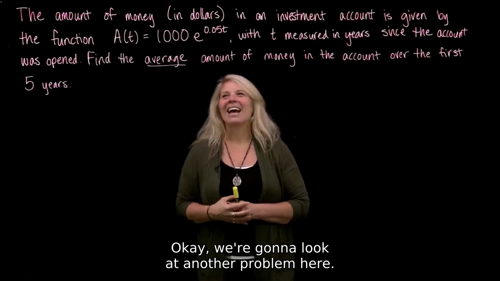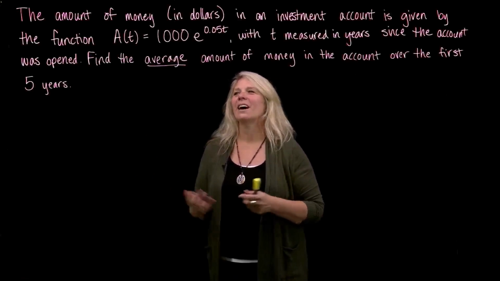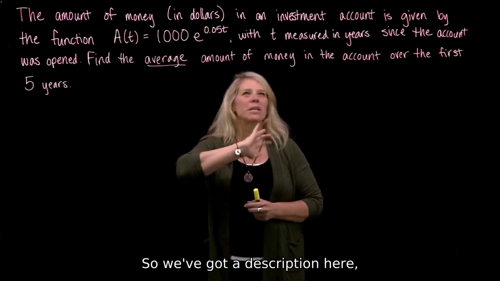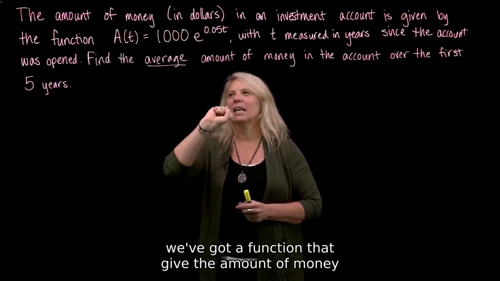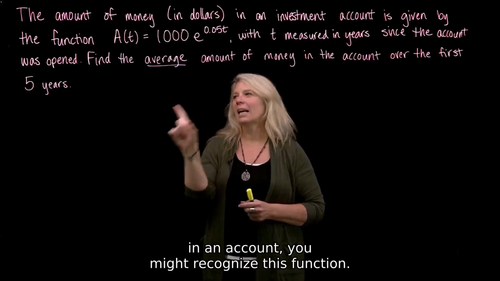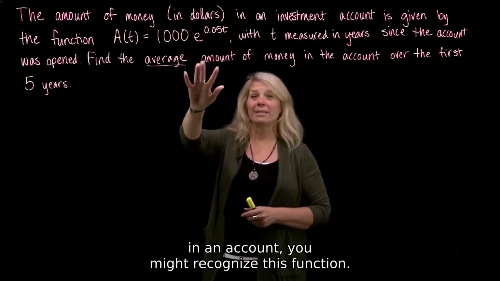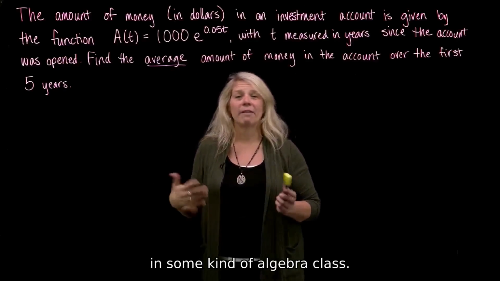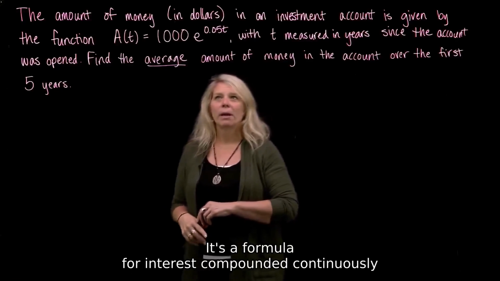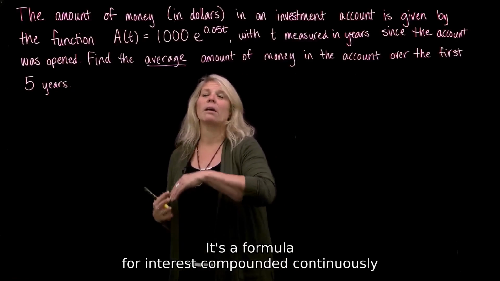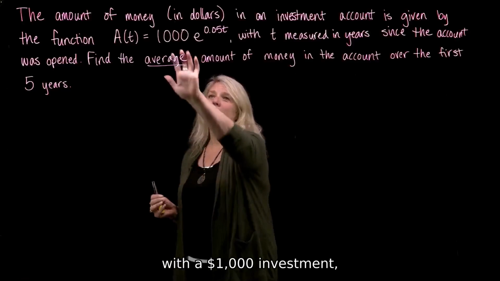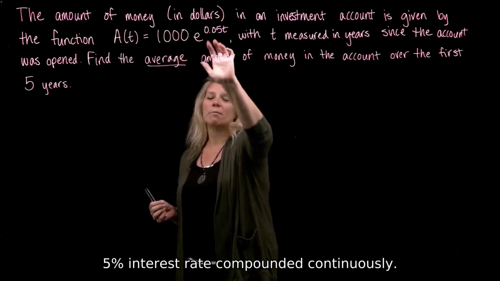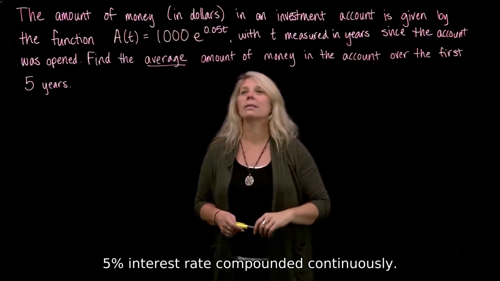Okay, we're going to look at another problem here. So we've got a description here. We've got a function that gives the amount of money in an account. You might recognize this function. We did this earlier in the semester, and you probably also did this in some kind of algebra class. It's a formula for interest compounded continuously with a $1,000 investment, 5% interest rate compounded continuously.